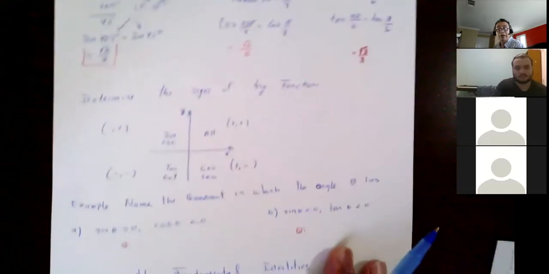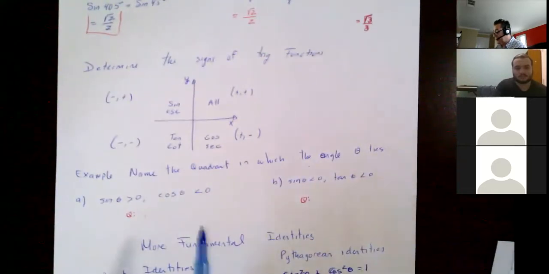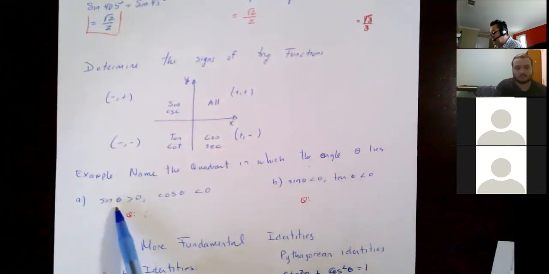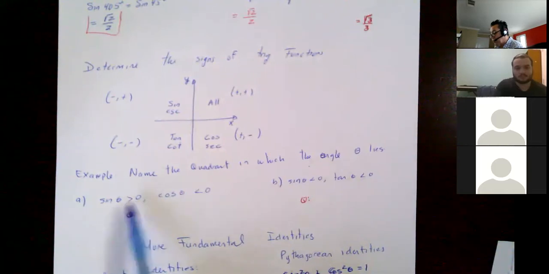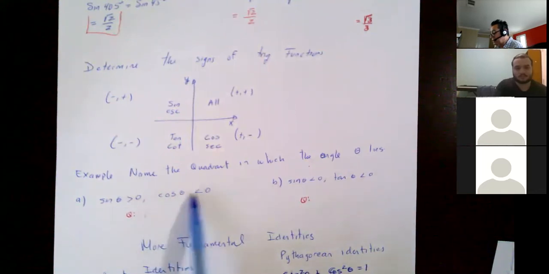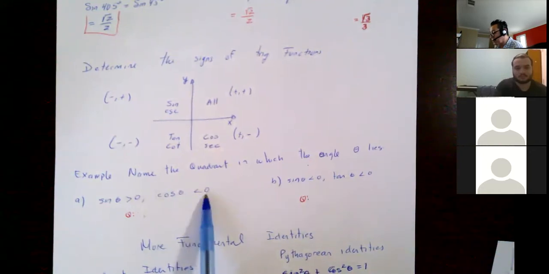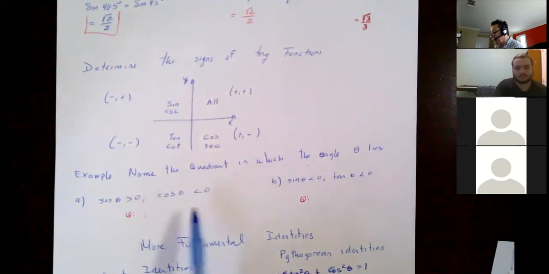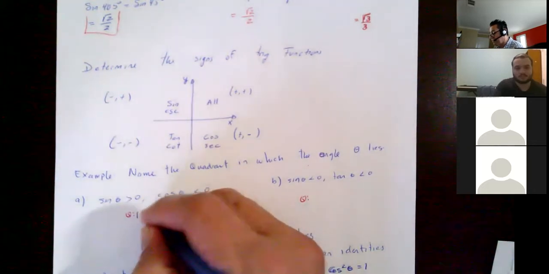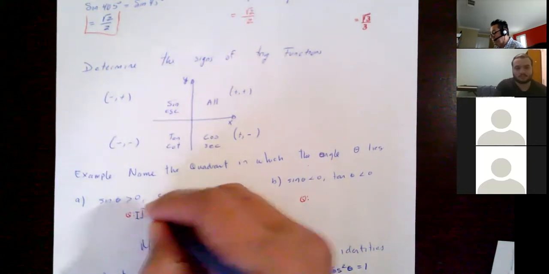All right, so let's go back to this exercise. It says name the quadrant in which the angle theta lies. Sine theta is positive. Well, sine, remember, is only positive in quadrants 1 and 2. But the cosine of theta is negative. Well, I know that in quadrant 1, all of them are positive, right? So the only option is quadrant 2, right?